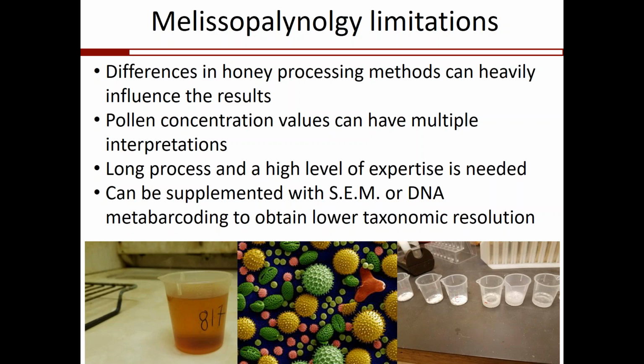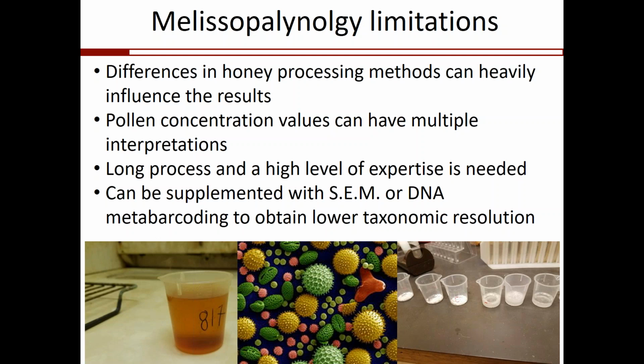In addition, melissopalynology is a long process, and it requires a very high level of expertise to identify the pollen types. And this information can definitely be supplemented with SEM or DNA metabarcoding to obtain taxonomic resolution. I briefly touched upon both of them, but SEM is using your scanning electron microscope to look at the pollen in more detail, so you can go further into the taxonomic key to analyze it more accurately and with more confidence. And DNA metabarcoding is really neat to get a lot of species-level identification at a lower taxonomic resolution.